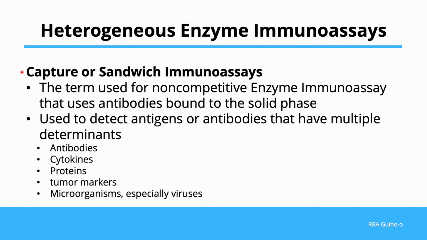Next, let's talk about our capture or sandwich immunoassays. This is just a special term we use for any non-competitive enzyme immunoassay that uses antibodies bound to a solid phase rather than antigen. This kind of test can be used to detect either antigens or antibodies that have multiple determinants. Some commonly detected examples include antibodies. These can be antibodies to specific pathogens, for example. Then we can also detect cytokines, proteins, and tumor markers, and even microorganisms, especially our viruses.